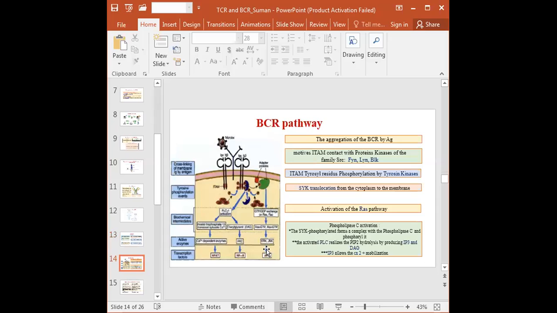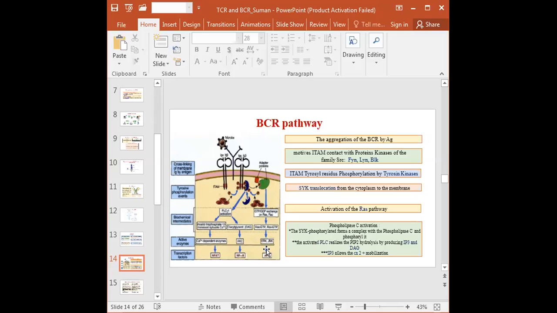Now the BCR pathway. BCR activation starts when the antigen or the pathogen aggregates with the BCR. When they aggregate with the BCR or the antigen binding site, then the ITAM motif makes contact with that, and then they release a particular protein kinase. This protein kinase will then activate the proteins known as FYN, LYN, and BLK. These proteins belong to the SRC family proteins. And then ITAM tyrosyl residue phosphorylation takes place by a particular kinase which is known as tyrosine kinase.